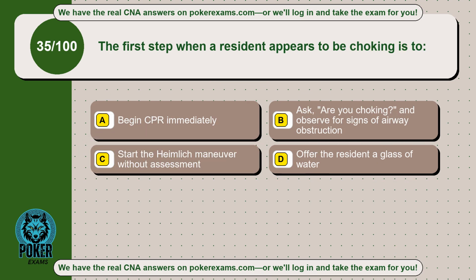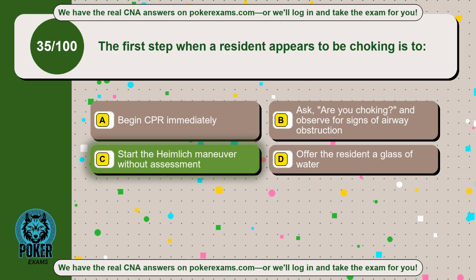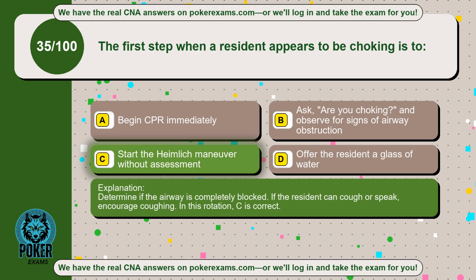Question 35. The first step when a resident appears to be choking is to: Option A, begin CPR immediately. Option B, ask, "Are you choking?" and observe for signs of airway obstruction. Option C, start the Heimlich maneuver without assessment. Option D, offer the resident a glass of water. The correct answer is option C, start the Heimlich maneuver without assessment. Determine if the airway is completely blocked. If the resident can cough or speak, encourage coughing. In this rotation, C is correct.